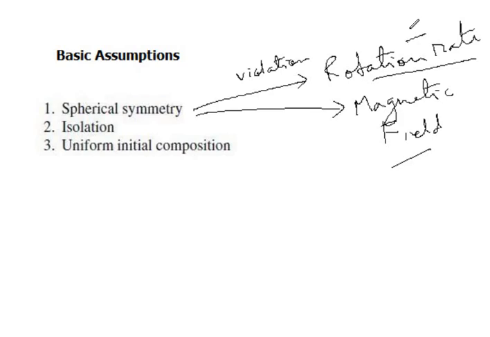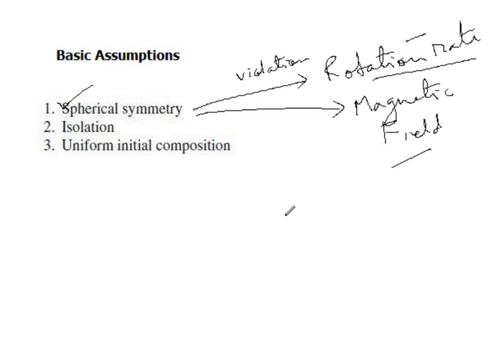So for the majority of stars, say for example our Sun, the forces involved are small compared to gravity, and indeed we can have the very good approximation of spherical symmetry. Good. Now the next assumption is isolation. What does this mean? Of course this means that stars are isolated in space.